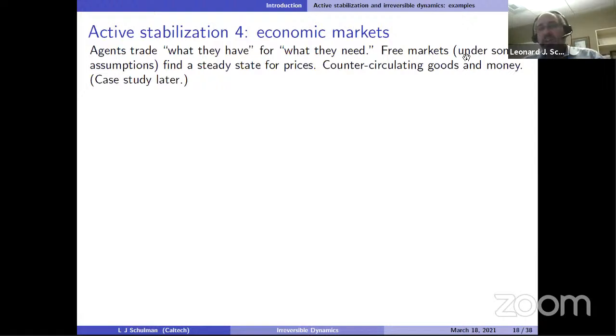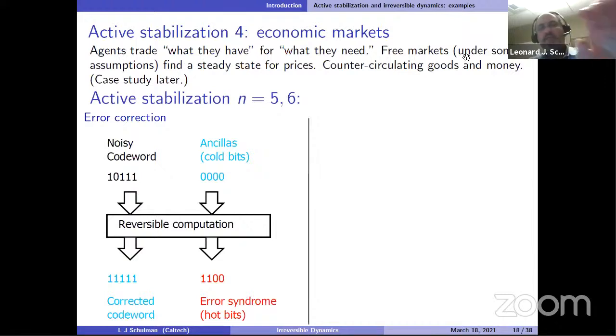People come to market, they own something or they manufacture something and they offer it for sale, and everybody comes to the market and they trade freely and prices get established. Basically there's a kind of counter circulation. If I'm giving you goods, you're giving me money. I'll talk about this in a little more detail later, so I'm not going to say anything more about it. I'll come back to it.